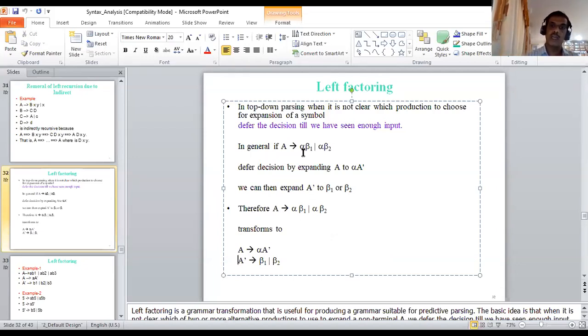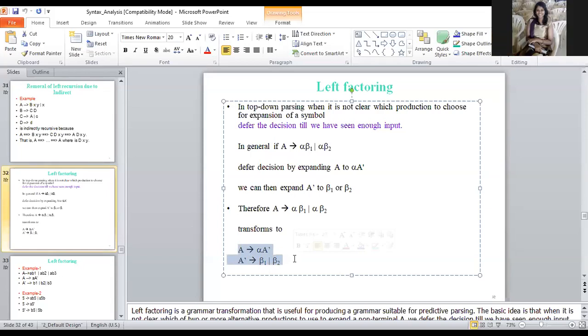Now earlier you had a confusion. If I choose alpha beta 1, whether my next input symbol is beta 1 or beta 2, I don't know. I will have a confusion whether to choose alpha beta 1 or alpha beta 2. So what we do is we'll defer it to the next step. The definition is A tends to alpha A dash, A dash tends to beta 1 or beta 2. Am I clear? Yes, sir.